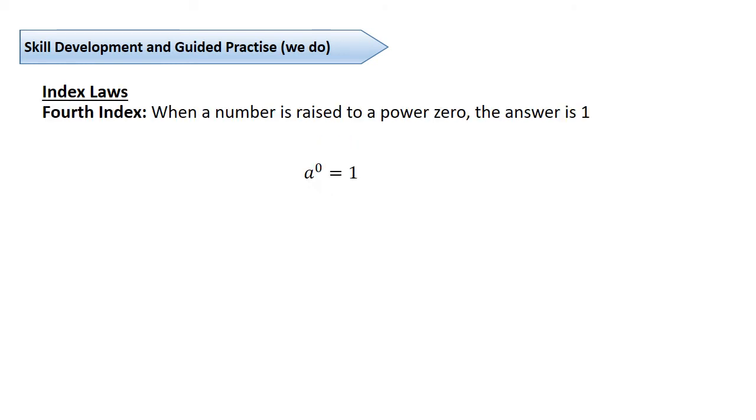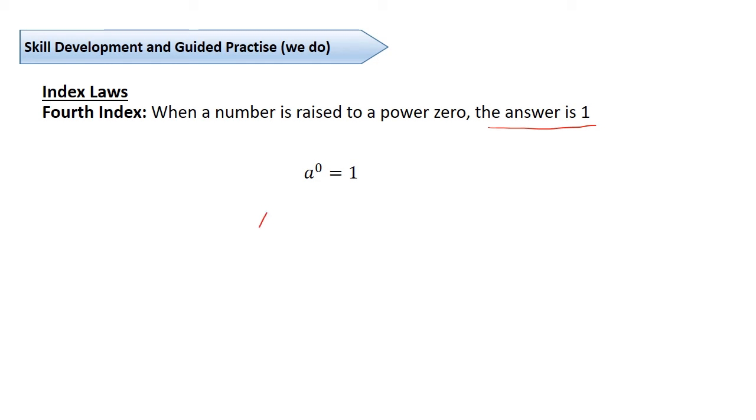Okay guys, and the fourth index law, easily my favorite one because it is so nice and simple. But still some of us tend to forget this one, so I'll do my best to explain it and help us remember it. This rule states that when a number is raised to a power of 0, the answer is 1. So a to the power of 0 is 1, and that works for pretty much every number. There are a few exceptions, but we don't tend to see them, such as 0 to the power of 0, infinity to the power of 0, but a to the power of 0 is equal to 1.